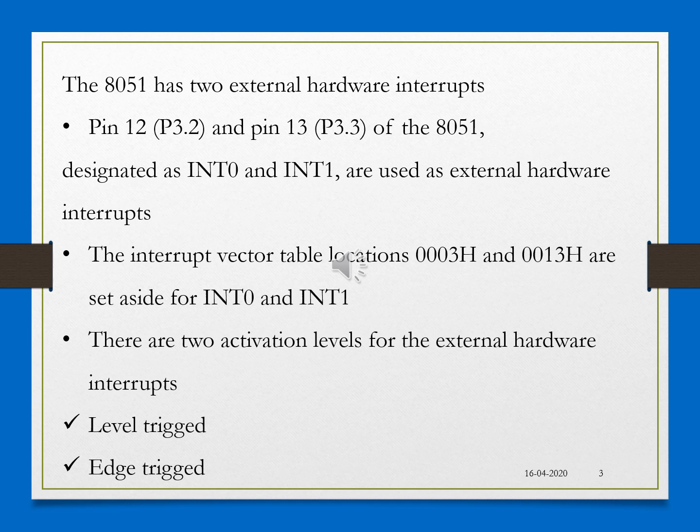The microcontroller 8051 has two external hardware interrupts, INT0 and INT1. These are generally at pins P3.2 and P3.3 of port 3 of the microcontroller. So P3.2 and P3.3 port 3 pins are designated for external hardware interrupts.